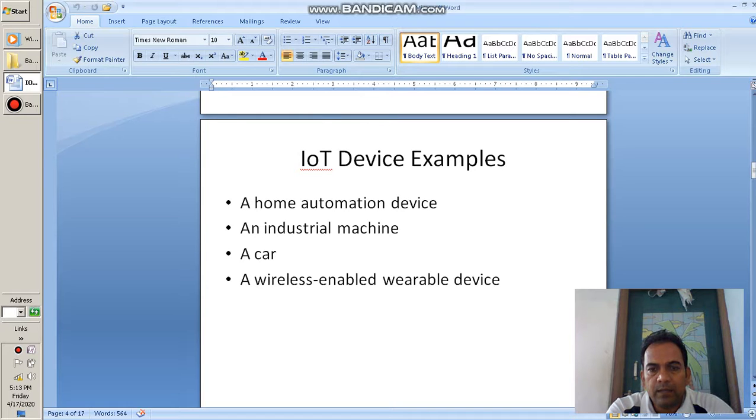Then in industrial machines, automation is taking on wide importance. Every industry is trying to automate all its systems. For that purpose, sensors and actuators play a very important role.